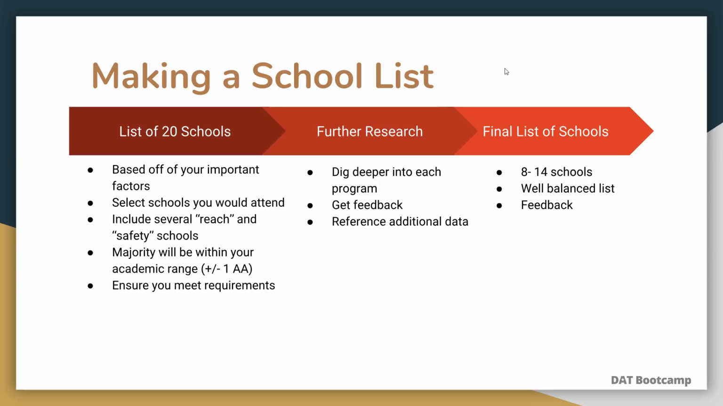So once you've compiled your list of 20 schools, you're going to move on to the next step, and that's further research. This is where you dig deeper into every single program. So for example, when I was selecting Penn, one thing that I really liked about them is that the students told me that they only get one exam a week at most for the most part. One exam per week, that's where they keep it at. And that's something that I really like.